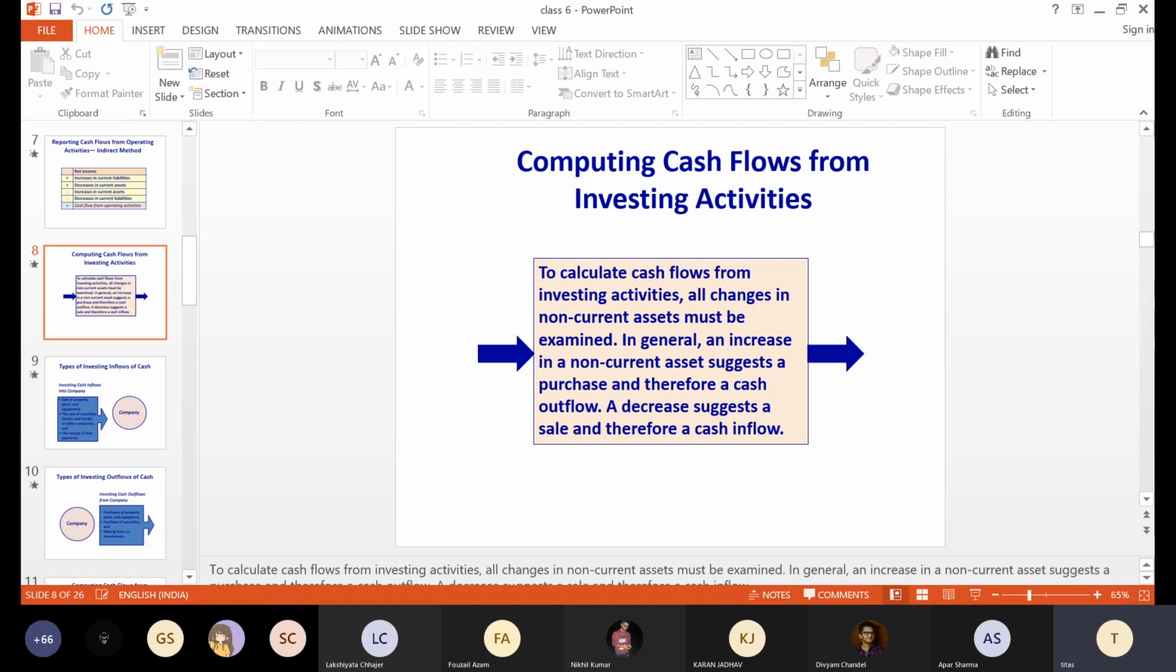So this analysis, this cash flow statement preparation, actually helps you to analyze what the sources, strengths, and weaknesses are, what kinds of financial policies you are following, and what can be suggested. Okay, so this is about the cash flow statement.